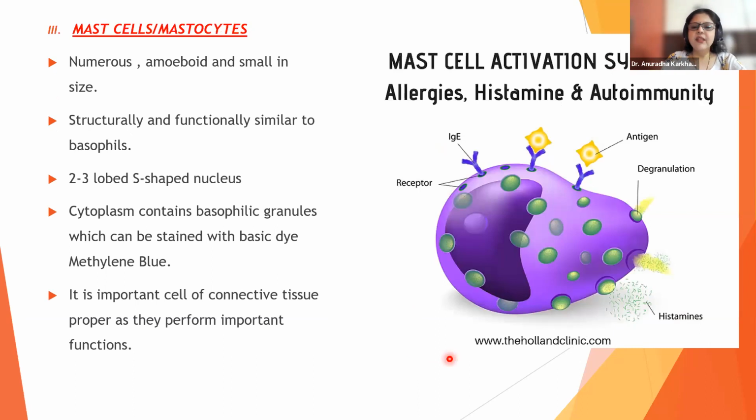The third is going to be the mast cells, or also called mastocytes. They are numerous, again amoeboid, small in size, structurally and functionally similar to basophils. So I hope you all remember what are basophils. What do you mean by the word basophils? Kuch yaad hai? Circulation chapter?